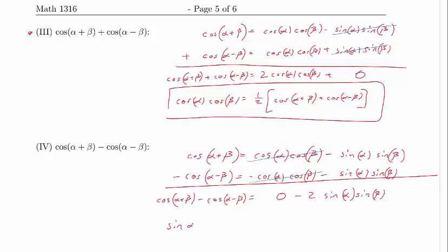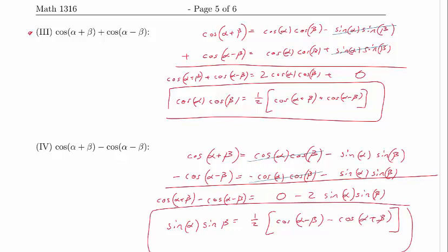sine alpha times sine beta equals 1/2 cosine alpha minus beta minus cosine alpha plus beta. And note that we distributed the negative that was hanging out right over here. And that's it. Those are our product to sum formulas.